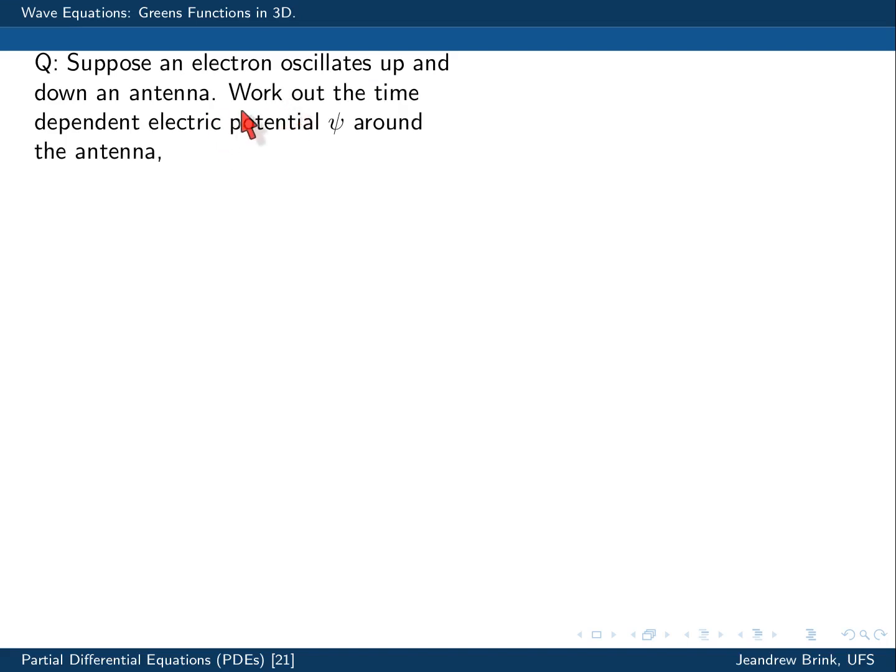Work out the time-dependent electric potential psi around the antenna, and you're given that the wave operator of psi is equal to minus rho over epsilon 0. This is true for any antenna in a vacuum, which is a reasonably good approximation for the atmosphere that's not charged. And epsilon 0 is just a constant.